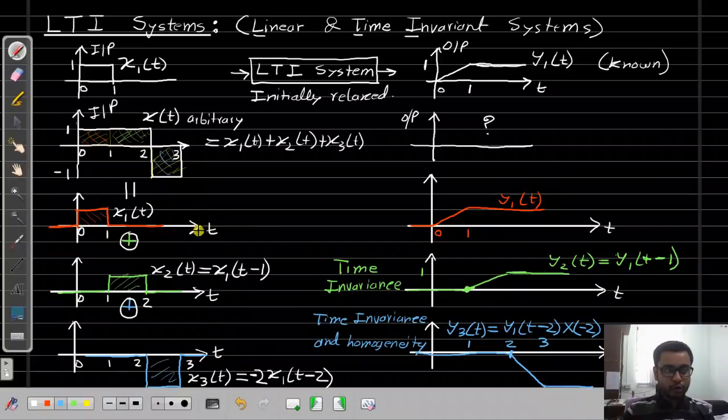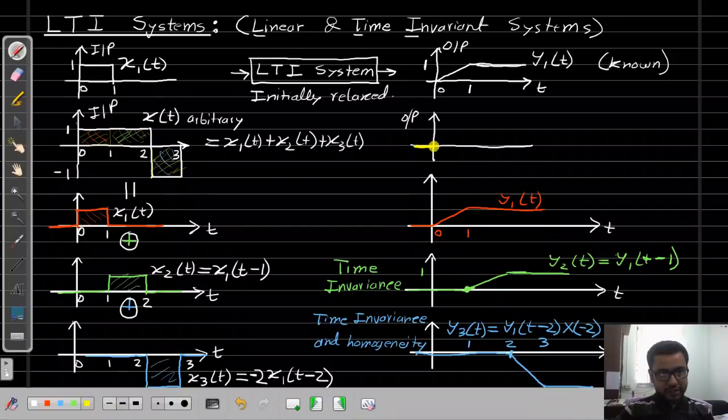So I know the output for x1 is y1, for x2 is y2 and for x3 is y3. How will be the output corresponding to x? x is the sum of x1 plus x2 plus x3. So the output for x(t) will be the sum of y1 plus y2 plus y3. Let me add these three. So if I add y1, y2 and y3, that will look like this.